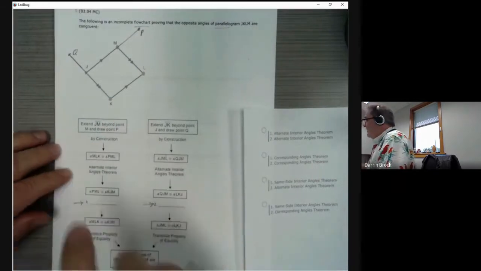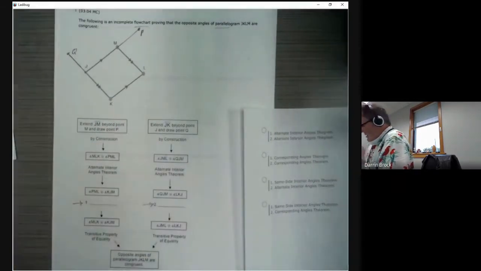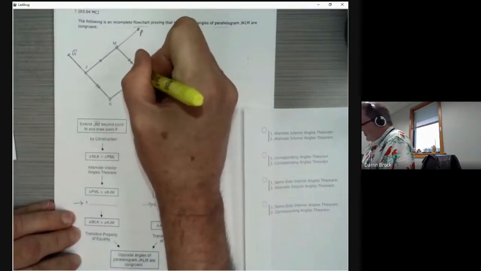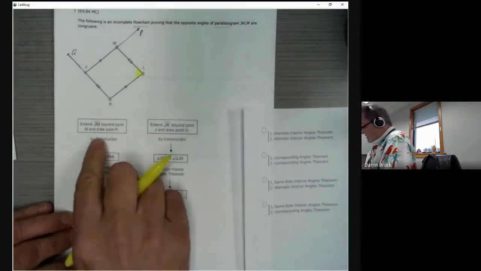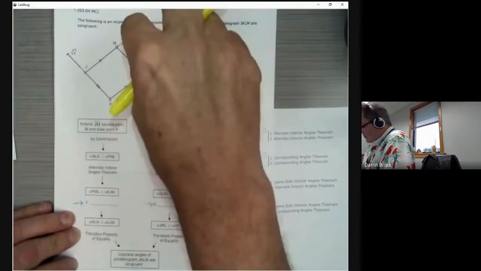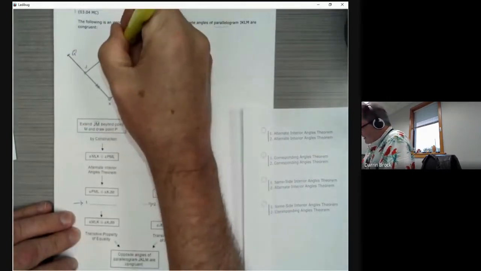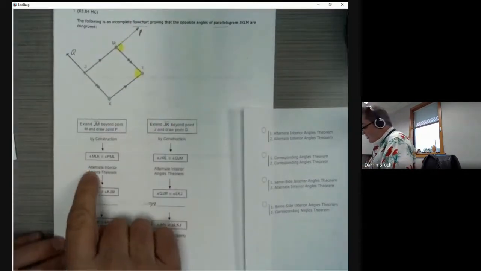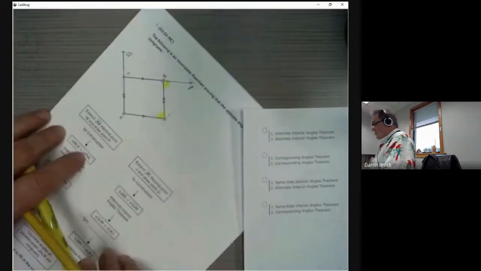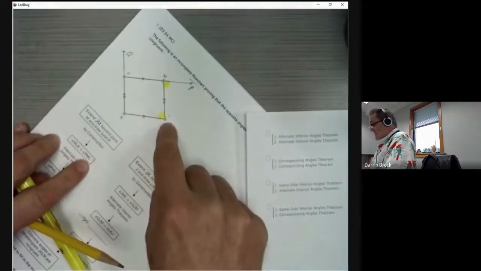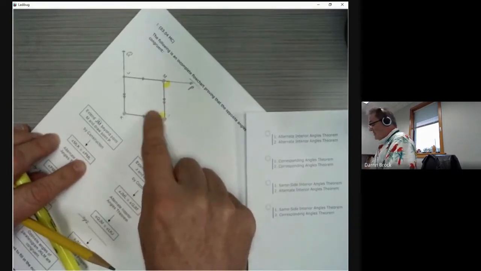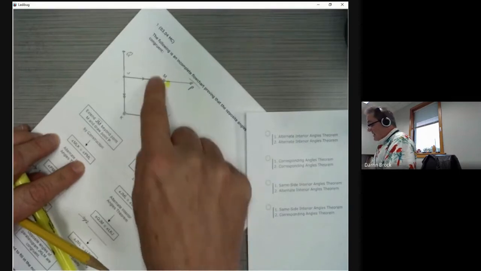Now this says MLK is congruent to PML. So where is MLK? MLK would be this angle. And they're saying that one is congruent to PML. Okay, so this angle over here. So why would those be congruent? Well, they're alternate interior angles. Because look, we have two parallel lines with a transversal. So these are alternate, one on each side of the transversal. They're not consecutive. They're not same side.